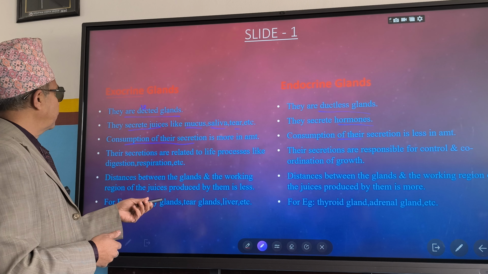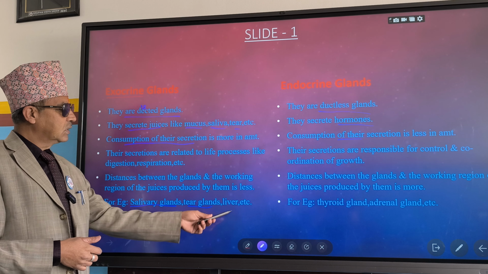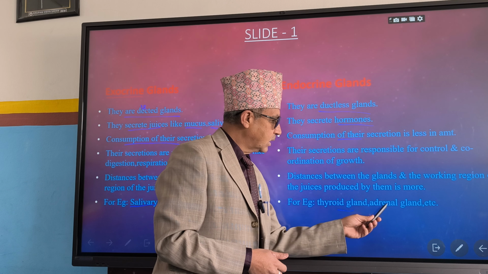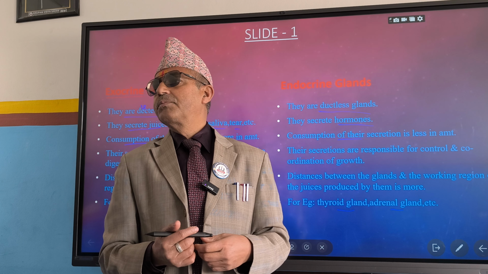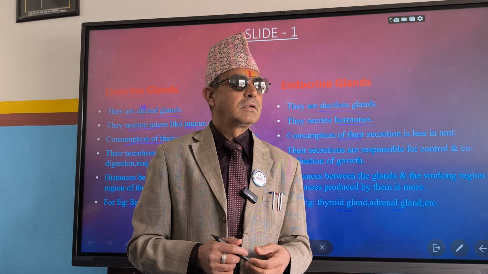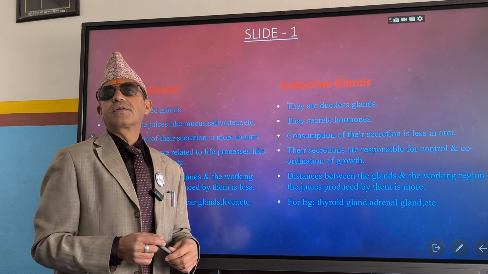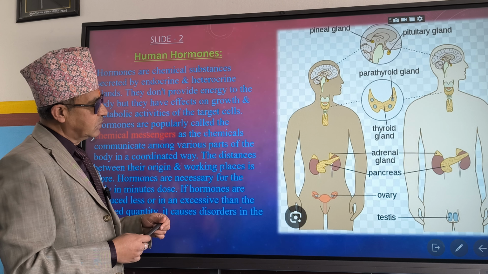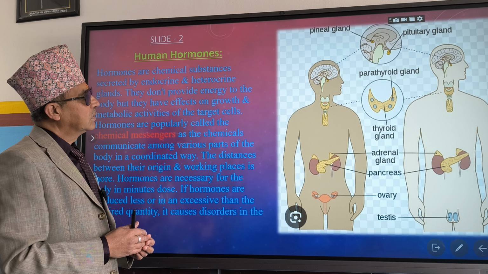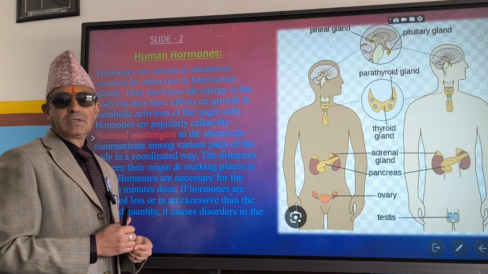What are the examples of exocrine glands? Salivary glands, tear glands, liver. Here, thyroid gland, adrenal gland. Which is the master gland? Pituitary gland. And which is the gland of emergency? Adrenal gland. So those things you have to remember. Yes, this is the structure. This is the position of endocrine glands present in our body.